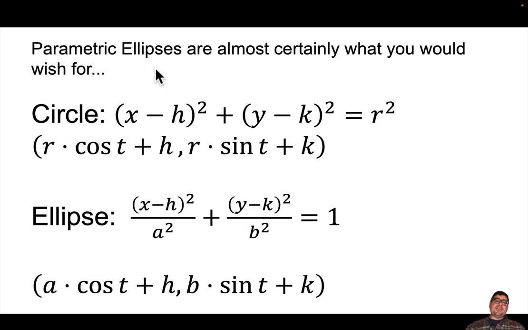Also, with parametrics, as you might be familiar with, the equation of a circle is just the radius of the circle times cosine of t plus h and plus k for a center h, k. The ellipse is the exact same. How cool is this? Except you have two different radii. So there is your a and b with your center h and k.